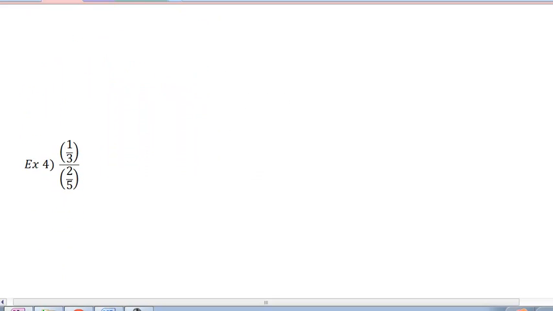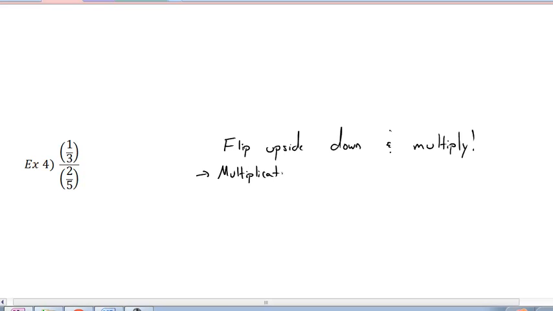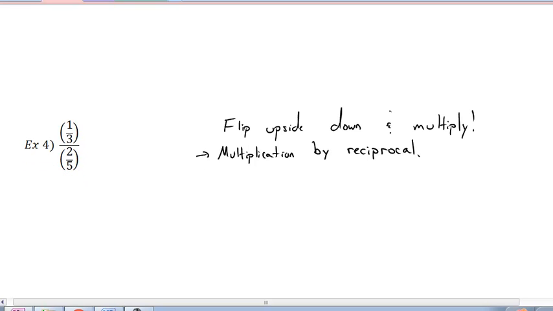Second skill is division. So now I'm looking at a fraction divided by a fraction. And the thing that we should be thinking in our head is the phrase, perhaps you've heard, flip upside down and multiply. Dividing by a fraction is the same as multiplication by reciprocal. And there's a math word that you should have from previous portions of your math career. Multiplication by reciprocal.